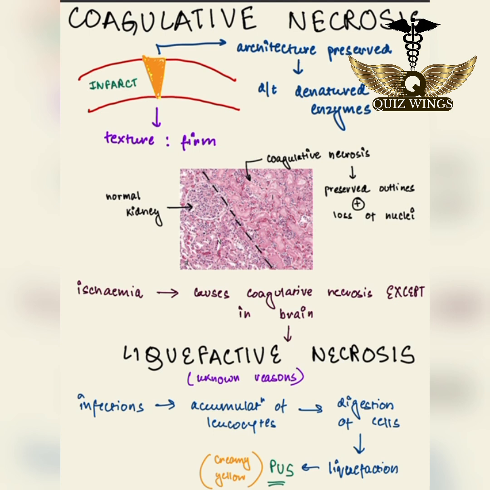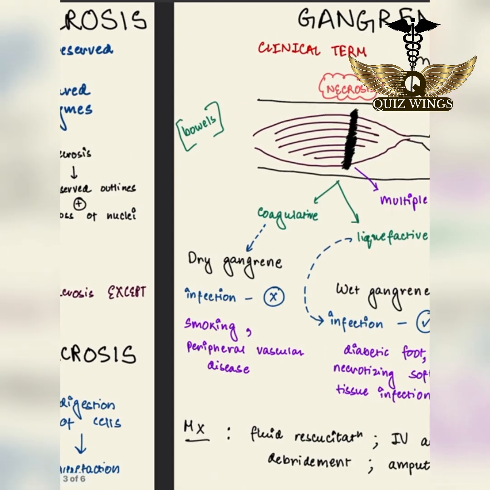Now, whenever there's ischemia in a blood vessel, the part supplied by that vessel undergoes coagulative necrosis, except in the central nervous system. Why that happens is not clear, but usually liquefactive necrosis occurs in the presence of infection. So if there's an infection, then leukocytes accumulate, and those leukocytes release certain substances which cause the digestion of the cells. That causes liquefaction, and that is why it's called liquefactive necrosis. The liquefactive material is creamy yellow, and it's usually called pus.